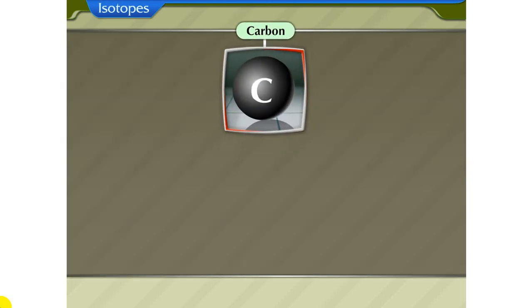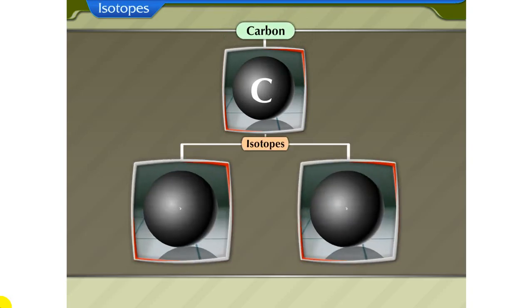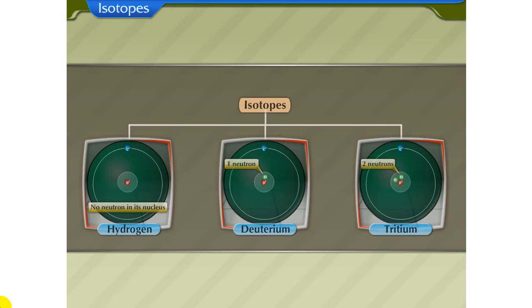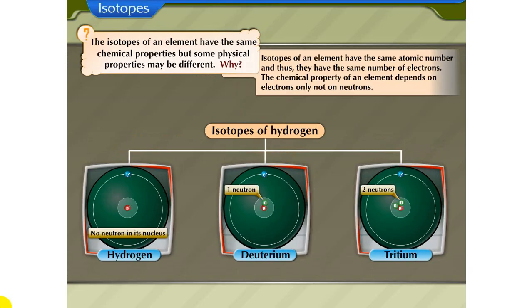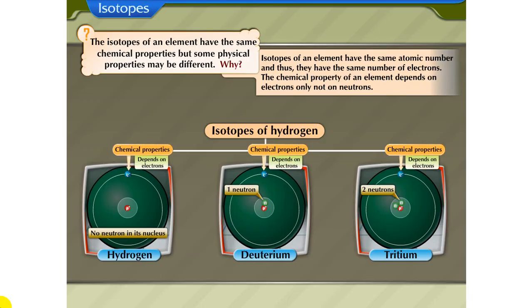Let us take another example, carbon. Carbon has 2 isotopes, C-12 and C-14. The isotopes of an element have the same chemical properties, but some physical properties may be different. Why? Isotopes of an element have the same atomic number, and thus they have the same number of electrons. The chemical property of an element depends on electrons only, not on neutrons.